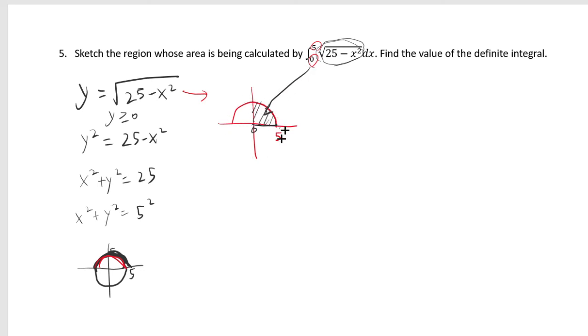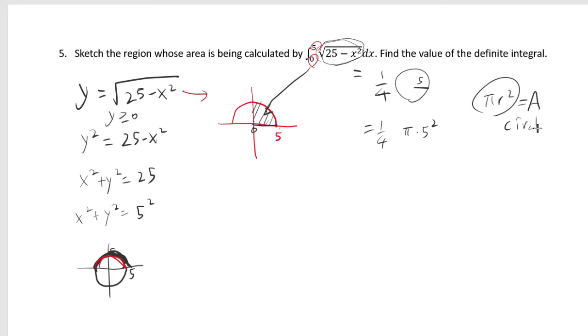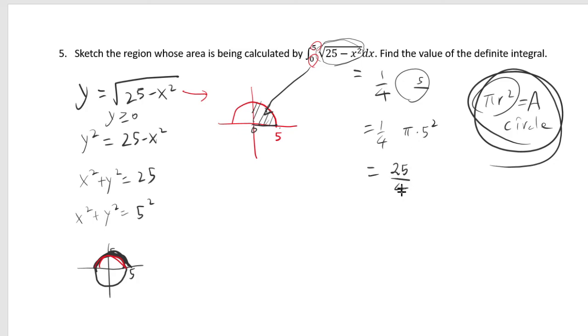So what is that? That's a quarter of a circle, right? So this would be a quarter of a circle of radius 5, and we use the formula pi r squared. So pi r squared is the area formula for a circle, okay? So we use this, and 5 squared is 25, so the answer would be 25 over 4 pi.